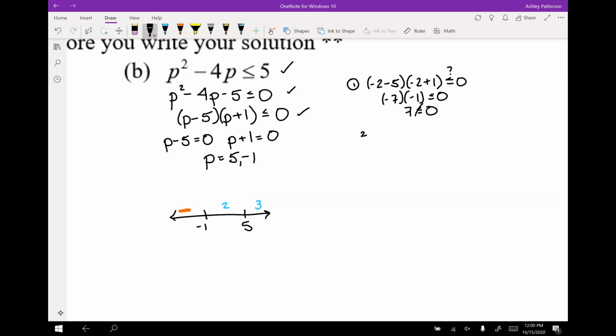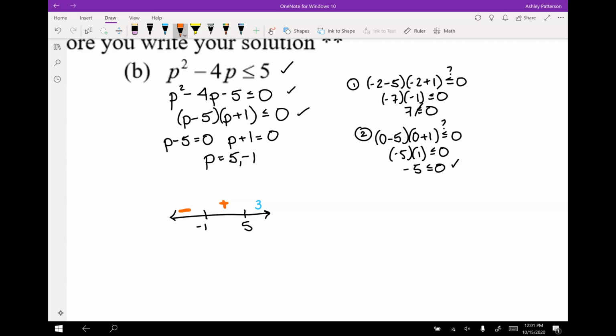For that middle piece, I'm going to choose 0 again. So I plug in 0 minus 5 times 0 plus 1 is less than or equal to 0. Maybe. So -5 times +1. Hey, this is fantastic. So we find that yes, -5 is less than or equal to 0. Solutions are going to lie between -1 and 5. Remember, this is where the parabola is intersecting the x-axis. Where do our solutions lie for x values to make this particular inequality true?